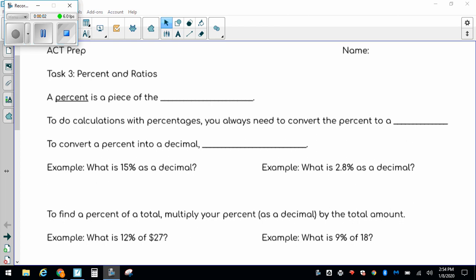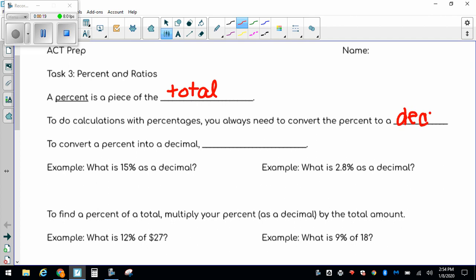When we talk about percents and ratios, the first thing to notice is that a percent is a piece of the total. So we're dealing with part of the whole thing. To do calculations with percentages, you always need to convert it to a decimal first. To convert a percent into a decimal, divide it by 100. So this bit is easy enough.